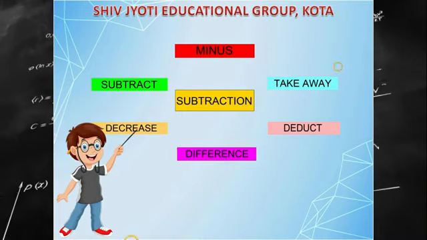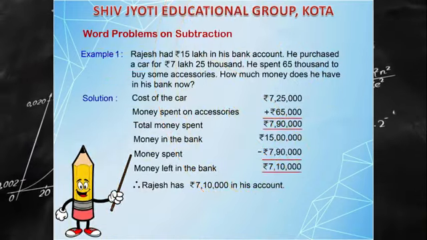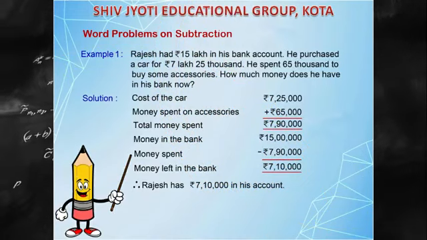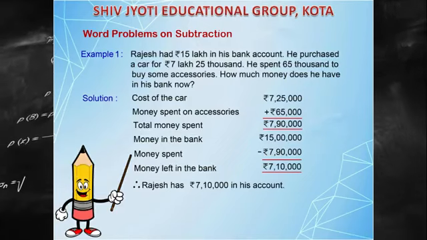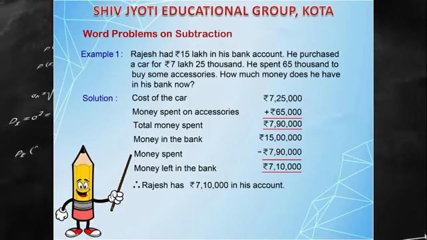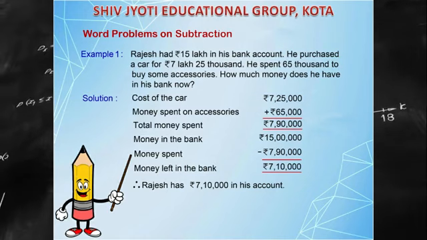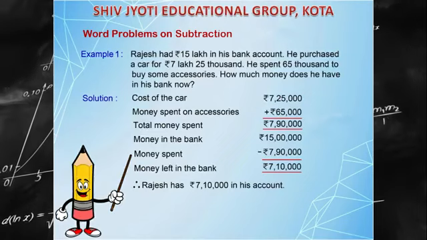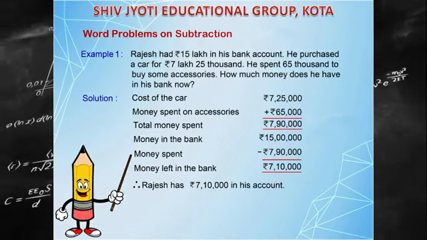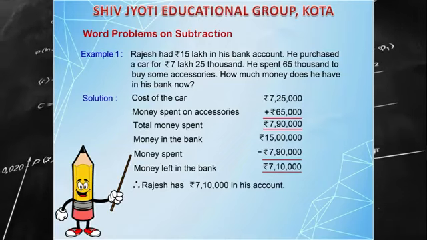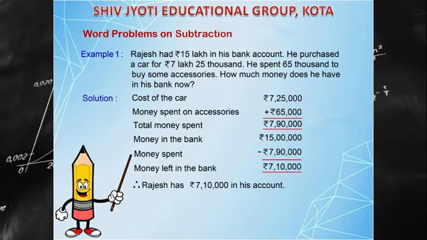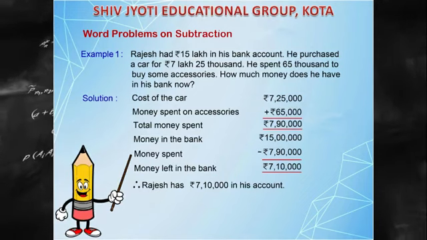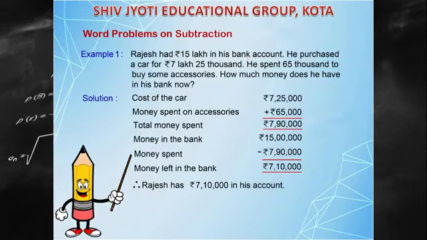Now, we are going to study how to solve word problem based on subtraction. For example, Rajesh had rupees 15 lakh in his bank account. He purchased a car for rupees 7,25,000. He spent 65,000 to buy some accessories. How much money does he have in his bank now? So first we will write cost of the car, that is rupees 7,25,000. Then money spent on accessories rupees 65,000.